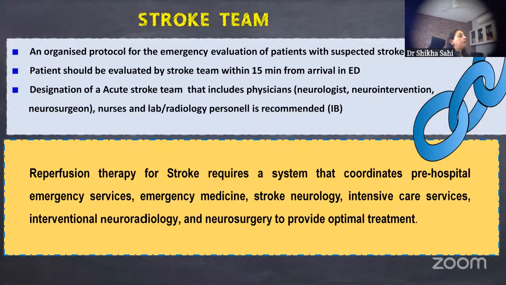So what is the importance of the stroke team? There should be an organized protocol for the emergency evaluation of a stroke patient. The stroke team should include the neurologist, neurointerventionist, neurosurgeon, nurses, lab, and radiology. The designation of a stroke team has also led to better outcomes.